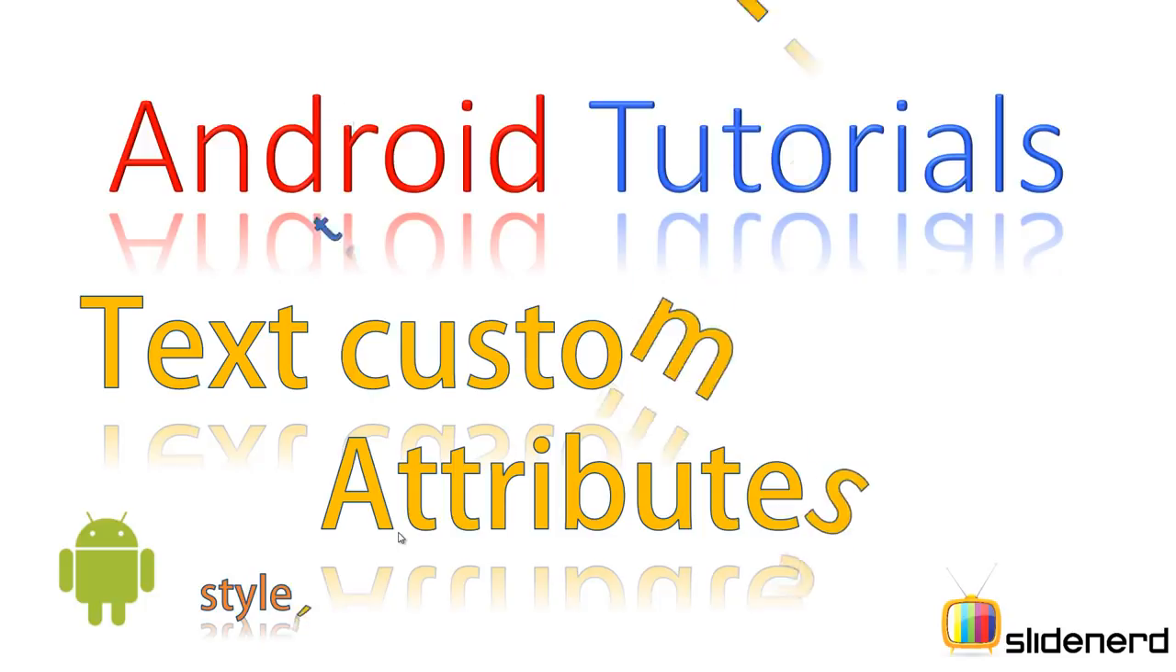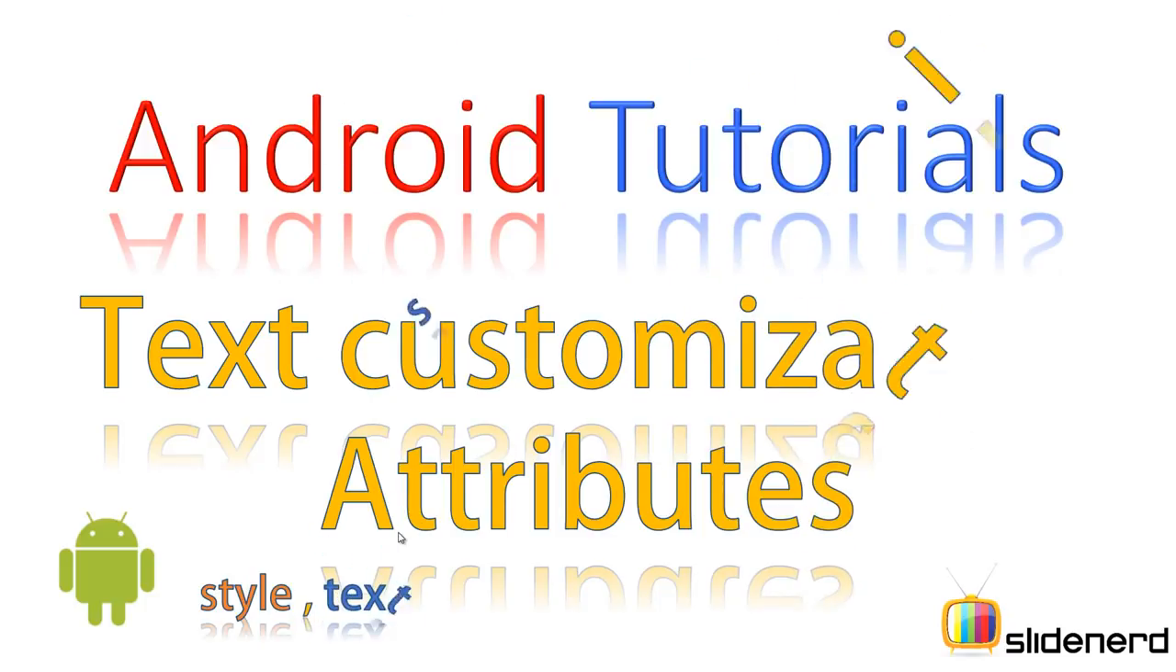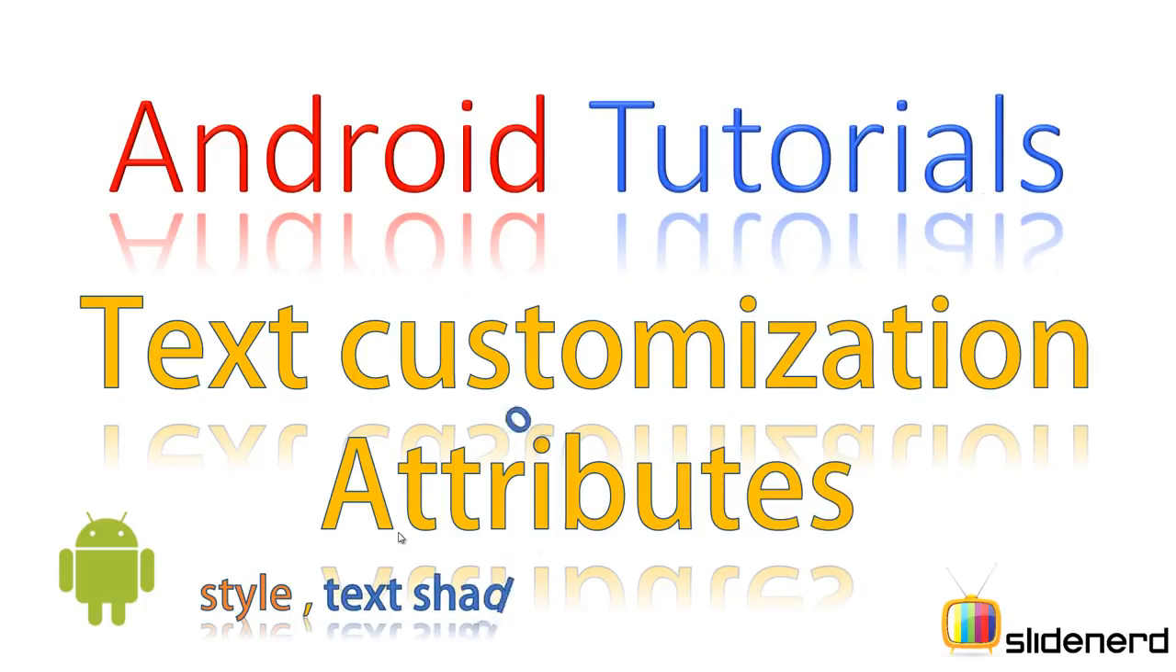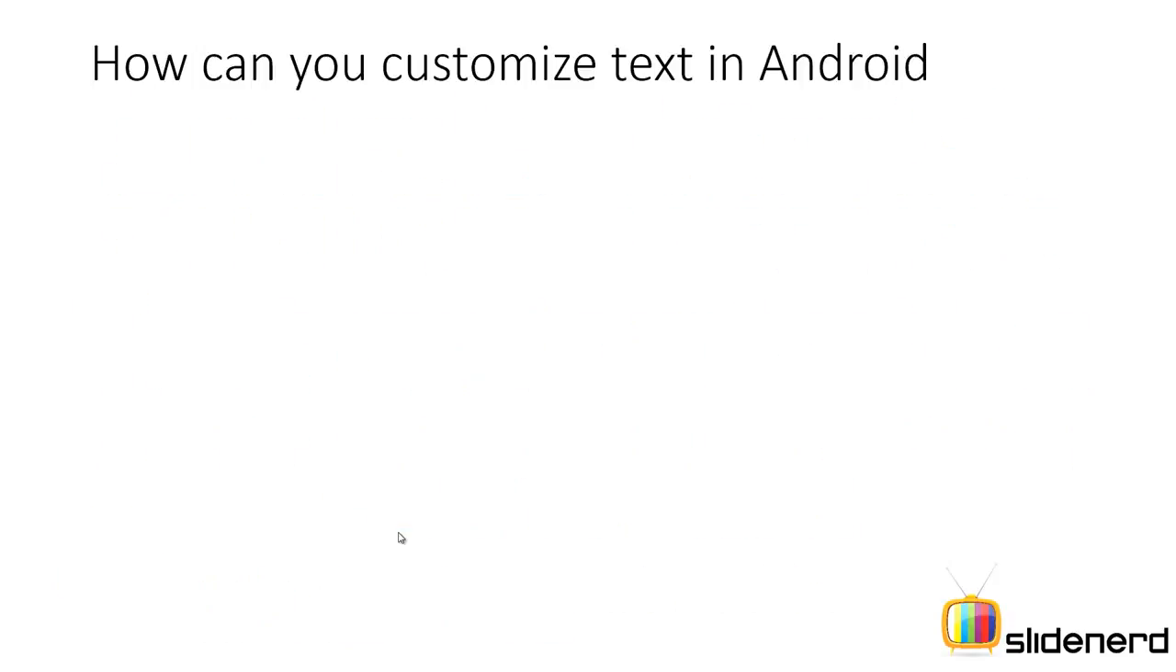This is my second video where I talk about text customization in Android. Now in the last video I discussed certain attributes that enable you to make better looking text inside your apps. In this video I'm going to extend that discussion talking about some more attributes. So first step, how can you customize text? Here there are some attributes.